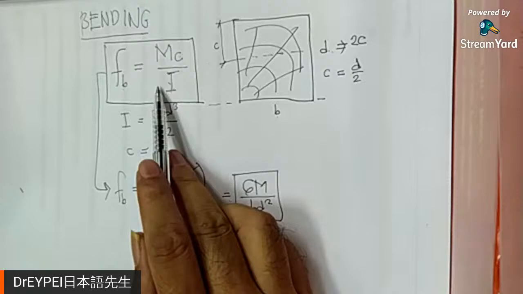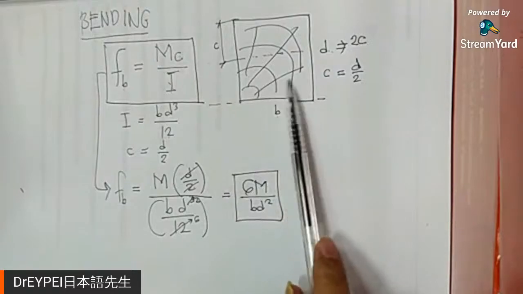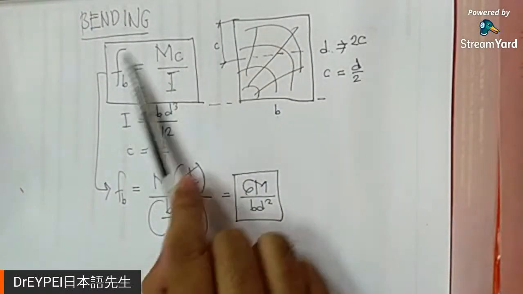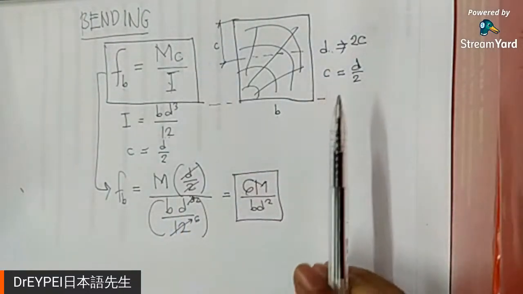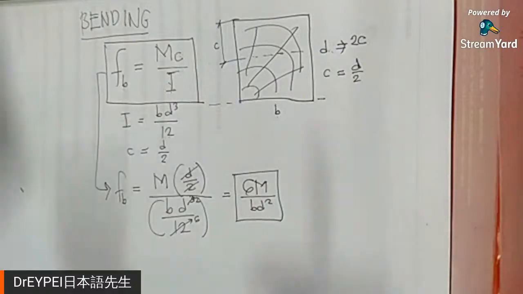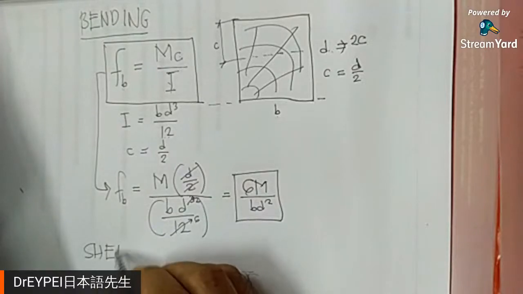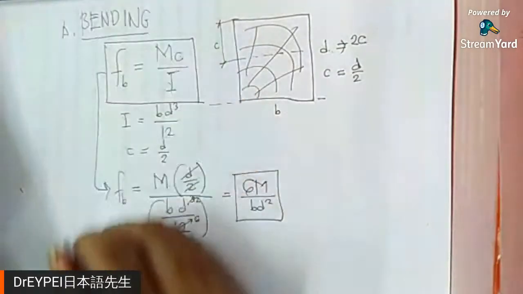For example, circle. If the circle is the shape of our timber, we'll use this formula because it is a generic formula. This is only for rectangle. Okay, so let's go. What are the other types of stress? We have shear type of stress. We have bending. We have shear. So number 1, number 2.